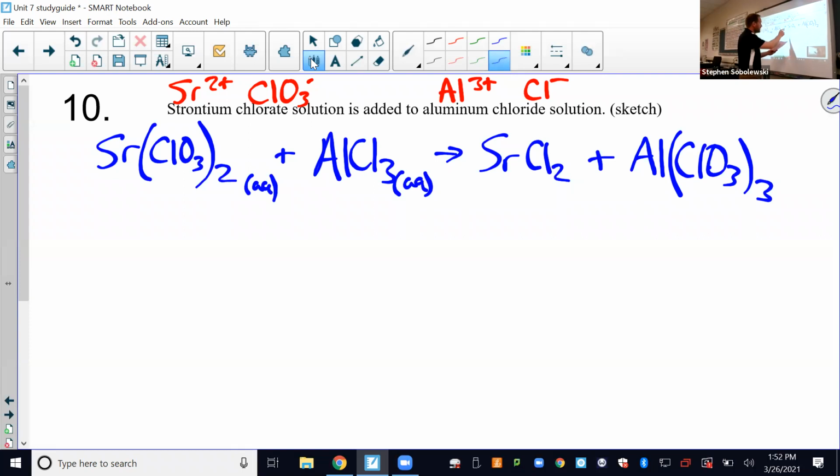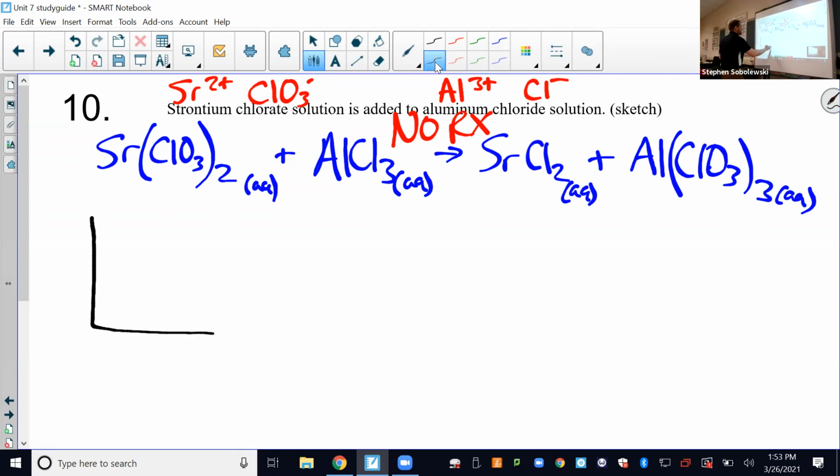Okay, let's check our states. So strontium chloride, aqueous. Aluminum chlorate, aqueous. So we have aqueous, aqueous. We need to clearly write no reaction. There's no reaction. There's no need to balance it since there's no reaction. But we are still asked to sketch this one, so let's do that.